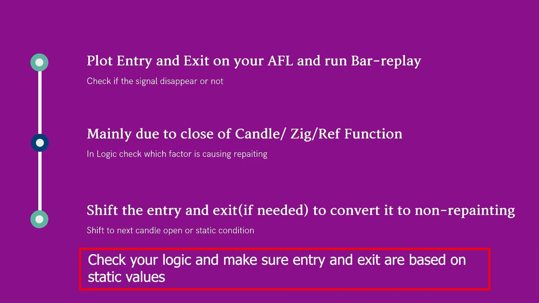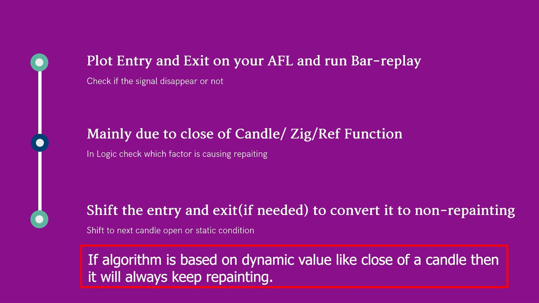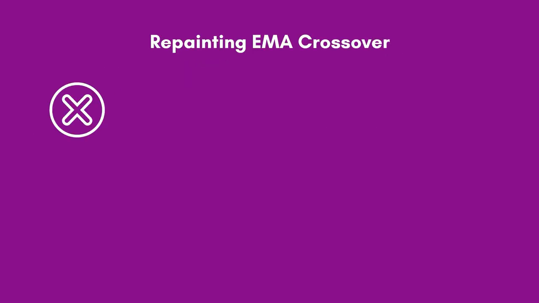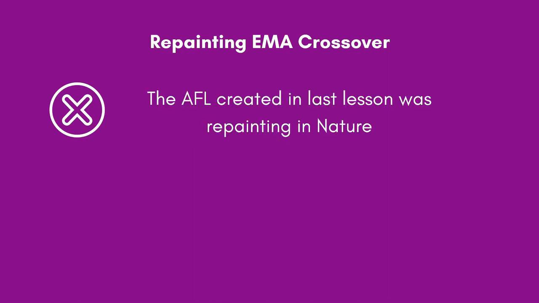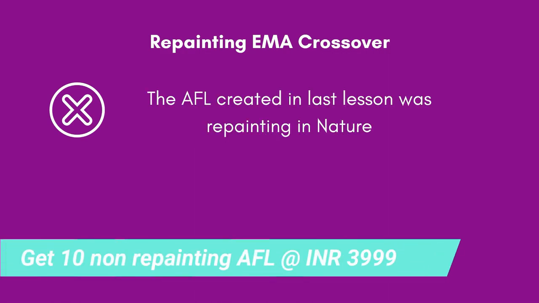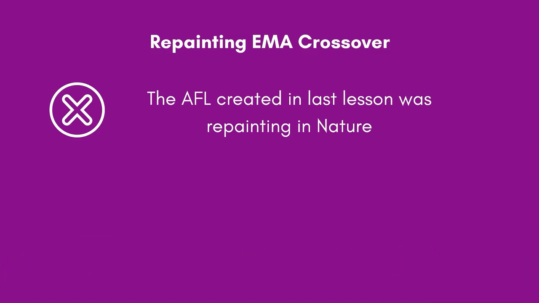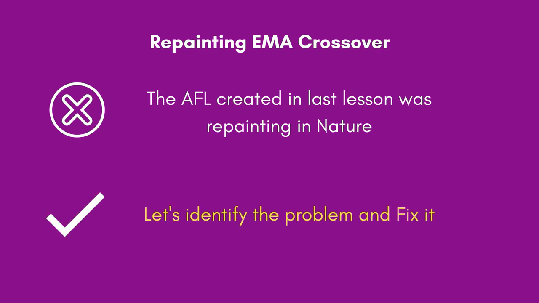If your logic is built upon static values, it won't fluctuate, because of which your algorithm will always be non-repainting in nature. But if your algorithm is based upon a dynamic value like the close of a candle, then you will see a lot of repainting in your algorithm. So as I've shown you, the repainting moving average crossover AFL created in the last session was repainting in nature.